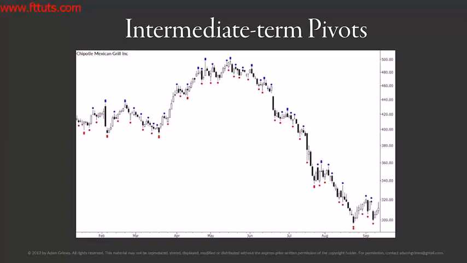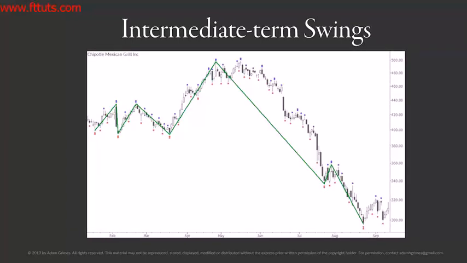Again, let me clear my marks just so you can see these. So what do you think happens when we connect the intermediate term pivots? We get intermediate term swings. So you connect your simple pivots, you get swings. You connect your intermediate term pivots, you get intermediate term swings. I bet you can figure out if we connect the longer term pivots, what you get, right? And the longer term pivots are, you would take these second order pivots.